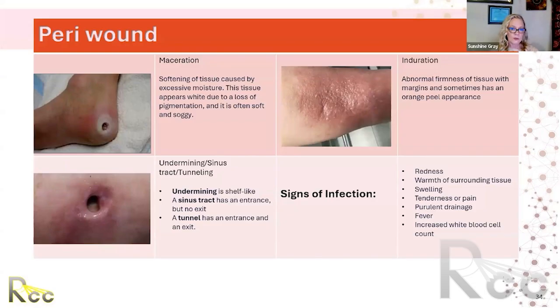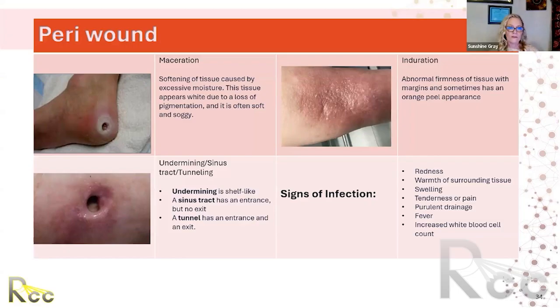But undermining is that sort of shelf-like injury. The sinus tract is when, for instance in this photo, it has an entrance, but it doesn't have an exit. And then a tunnel has an entrance and an exit. And these are really more advanced skin issues that can occur within a treatment field where you would want a specialist to be helping you with skincare if you didn't have the expertise.